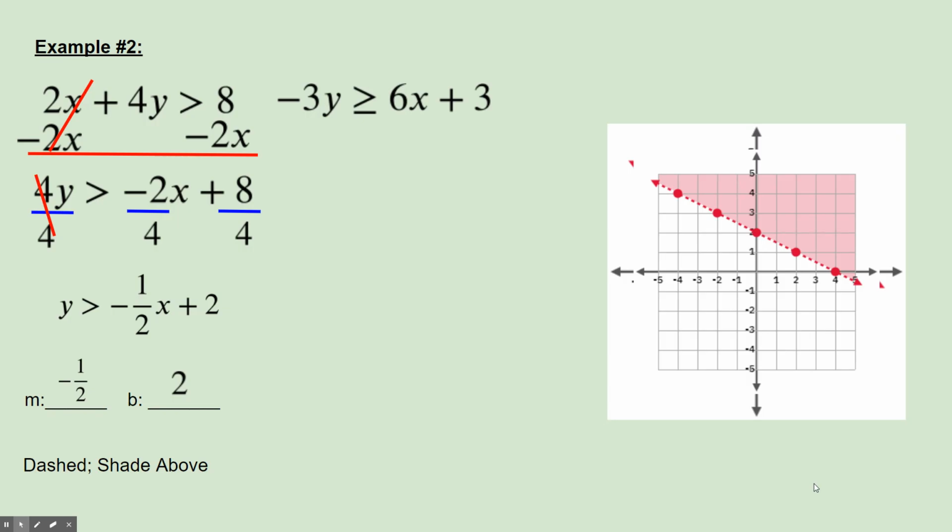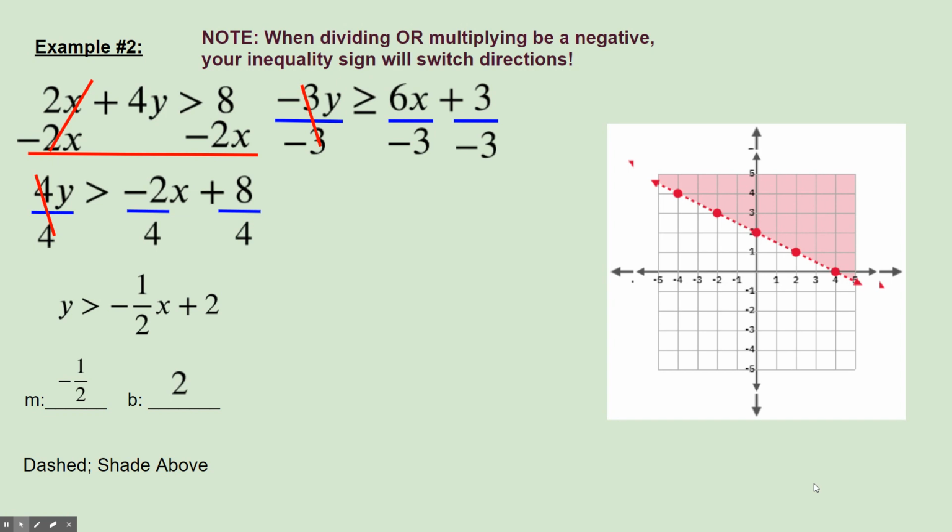The second inequality, it's almost ready for us, but we have to divide by -3 on both sides. Now, remember the rules of dividing by -3. Whenever you divide or multiply by a negative, your inequality sign is going to switch directions. So in this case, the greater than or equal to symbol is going to switch directions and become a less than or equal to, and we do have to reduce. 6 divided by negative 3 becomes negative 2, and 3 divided by negative 3 becomes a negative 1. So there we have our inequality simplified.